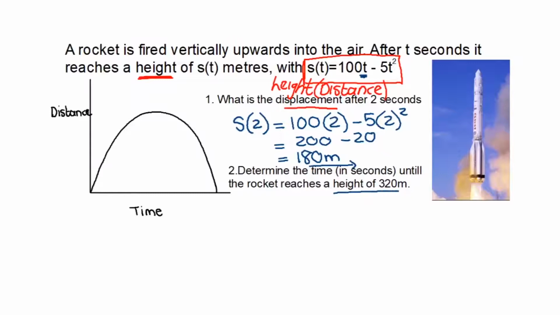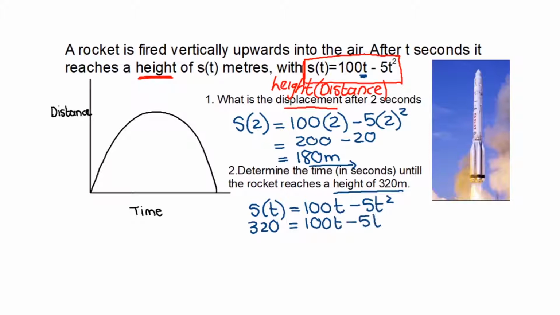The next question is: determine the time until this rocket reaches a height of 320 meters. Again, I'm using this height distance formula. The formula says the height is described by 100t minus 5t squared. If the height in this case is 320, then I replace the s with the 320, and that will be equal to 100t minus 5t squared.